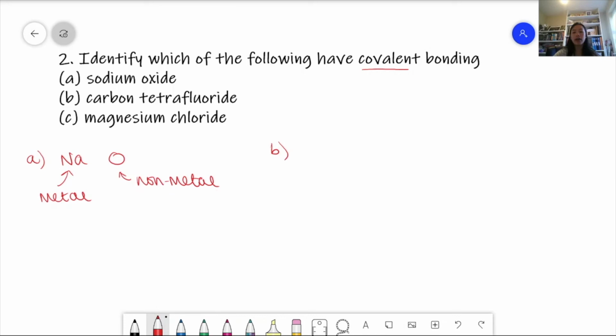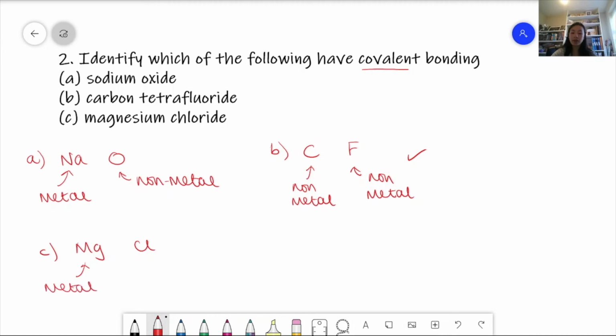Then for B, we have carbon and we have 4 fluorines. And now we know that carbon is a nonmetal and fluorine is also a nonmetal. So this is covalently bonded. And for C, we have magnesium chloride. So we have magnesium and chlorine. Magnesium is a metal because it's in group 2, and chlorine is a non-metal. So that means, again, it is not covalently bonded.